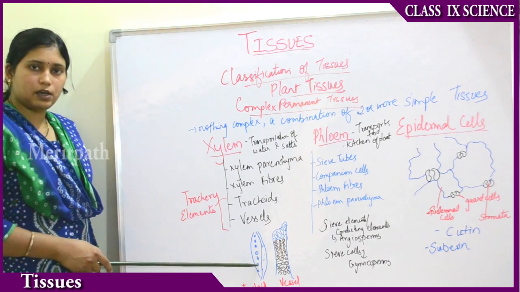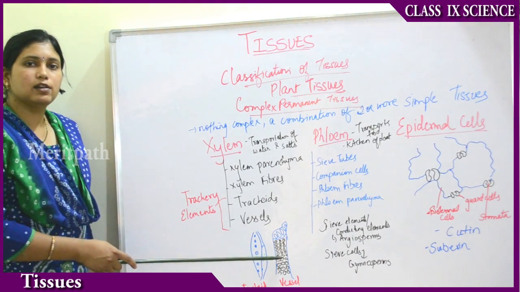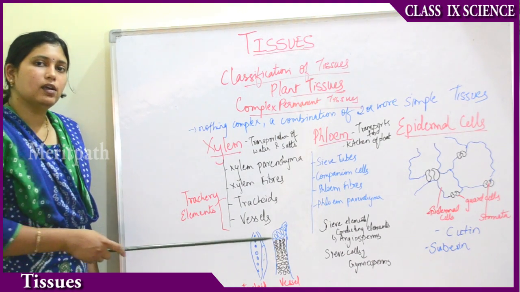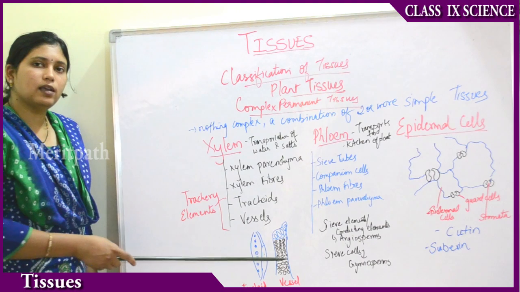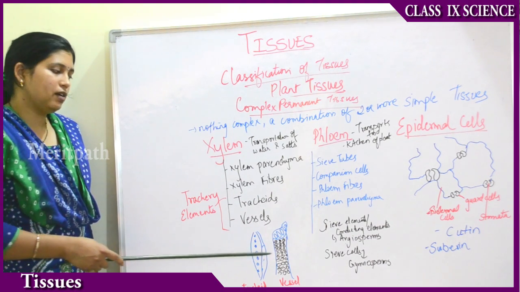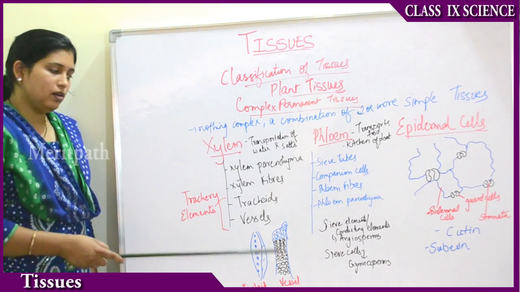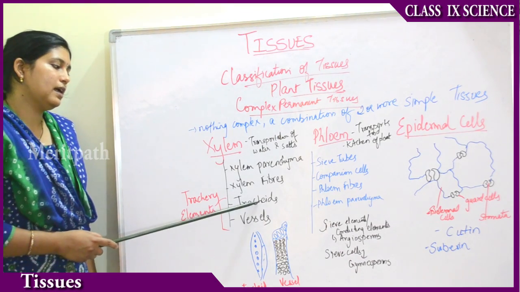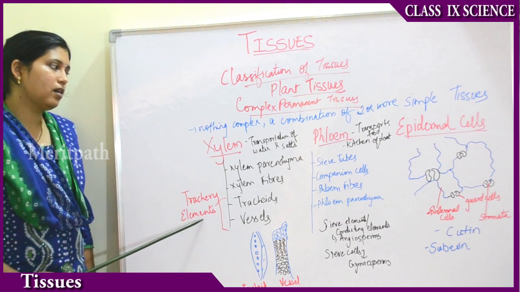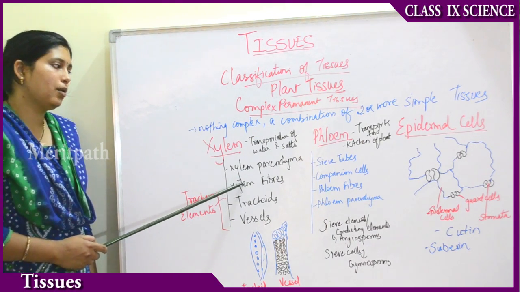Tracheids are spindle-shaped. Vessels are cylindrical in shape. Tracheids are uninucleate. Vessels have multinuclei. Tracheids are shorter in diameter. Vessels are longer in diameter. So this is the basic difference between tracheids and vessels. Though the function is similar, there is a difference in the structure. So tracheids and vessels transport water and salts. They are together known as tracheary elements. Hope everything is clear about xylem.